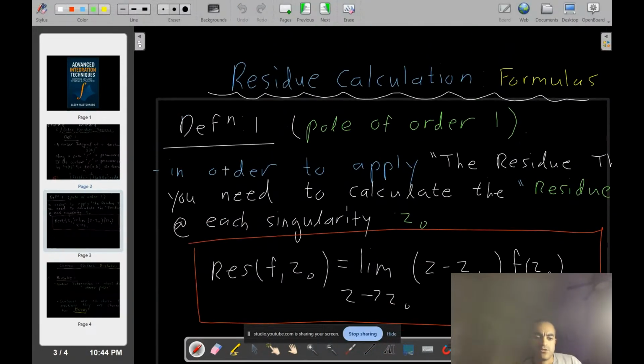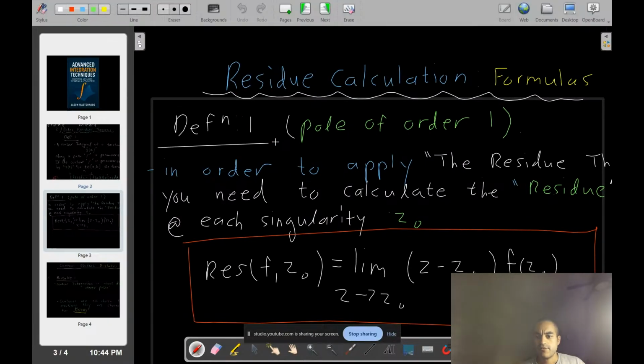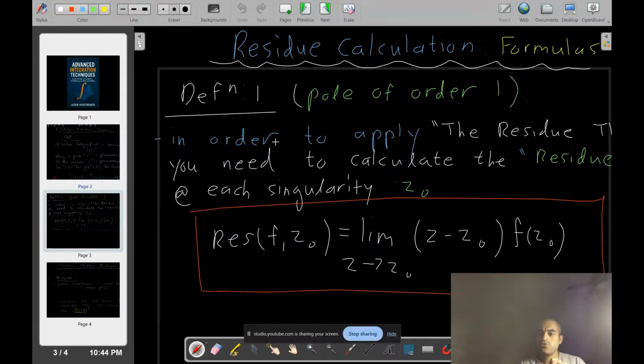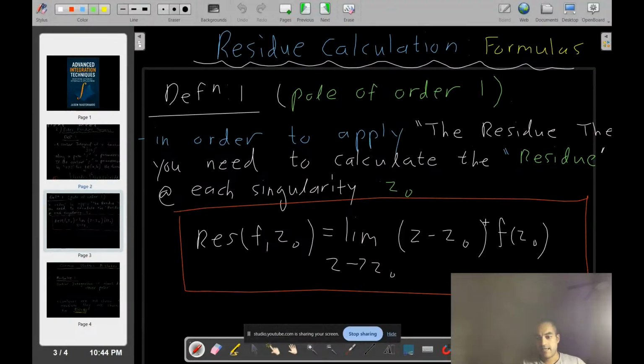Yeah, residue calculation formulas. Okay, so definition 1 of residue calculation formulas. A residue is defined by this formula right here. I'm going to explain what a pole of order 1 means. That means that this factor is raised to degree n, and n is the order of the pole. So if n is 1, that's order 1. If n is 2, that's a second-order pole. 3, third order.